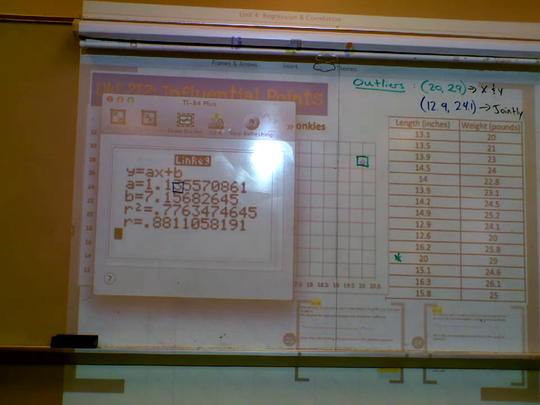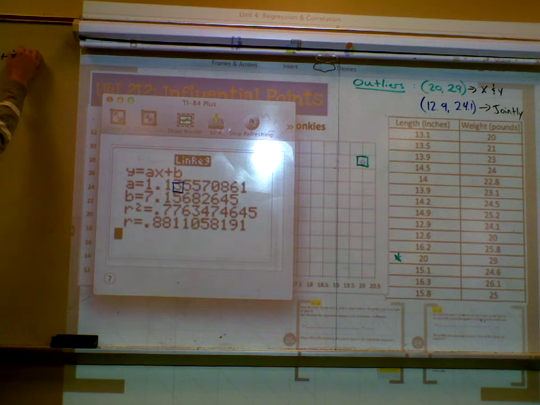So, did anybody not get that for the regression equation? Anybody? So I'm going to write that down. So, Y equals, let's go with 1.14. Is that okay? X plus 7.16, and R equals 0.88.